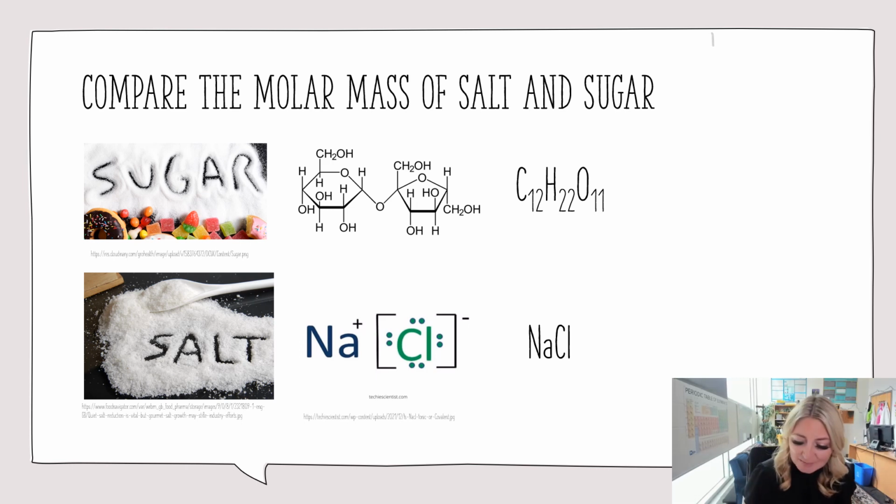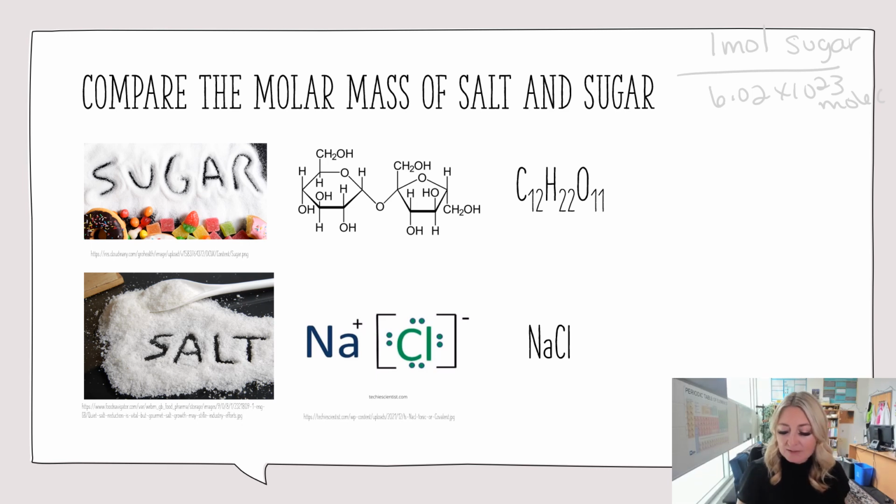What is the same, though, is that 1 mole of sugar is equivalent to 6.02 times 10 to the 23rd molecules of sugar. And 1 mole of sugar and 1 mole of sodium chloride are both equivalent to Avogadro's number, 6.02 times 10 to the 23rd molecules of this substance. So that's something that's kind of neat. We're going to go ahead and do the molar mass for this.